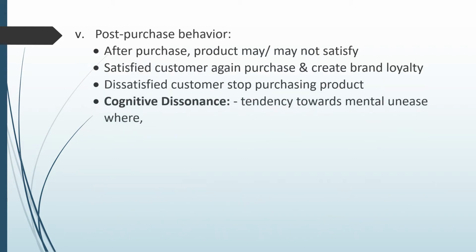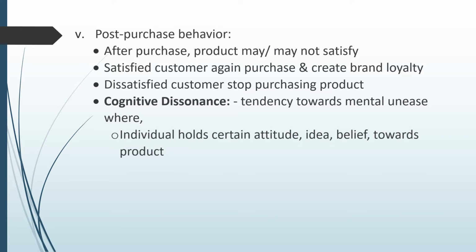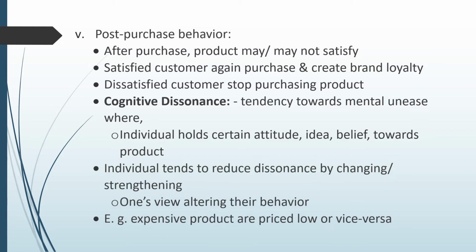Now we have post purchase behavior. After purchasing, the product may or may not satisfy the customer. A satisfied customer purchases the product again and creates brand loyalty. A dissatisfied customer stops purchasing the product. There is cognitive dissonance, that is a tendency towards mental unease where an individual holds certain attitudes, ideas and beliefs towards the product. The individual tends to reduce dissonance by changing or strengthening one's view or by altering their behavior. For example, expensive products are seen as high quality and cheap ones as low quality, and vice versa.